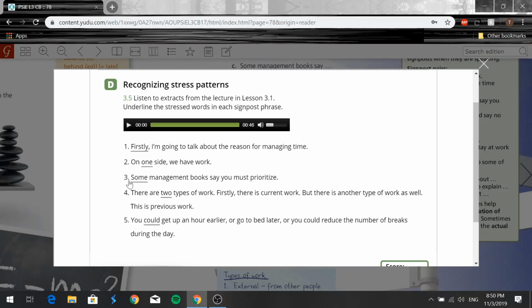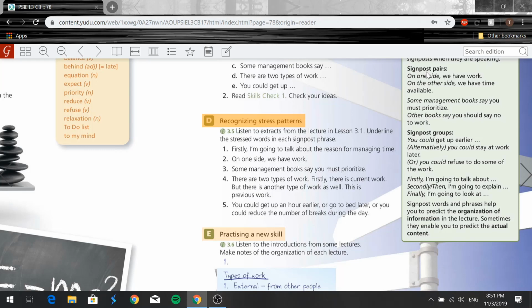Alright, so that was pretty simple. We underlined these stressed words in each signpost. So 1 was, firstly, I'm going to talk about the reason for managing time, right? And 2, we have, on one side, we have work. 3, some management books say you must prioritize. 4, there are 2 types of work. Firstly, there is current work, but there is another type of work as well. This is previous work. 5, you could get up an hour earlier or go to bed later, or you could reduce the number of breaks during the day. Okay? So these were the underlined or stressed words in each signpost or signpost phrase.